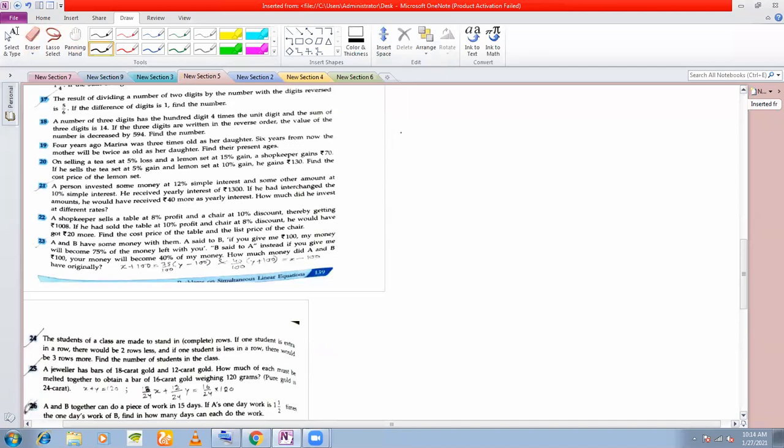If you read the problem, it states a person invested some money at 12% simple interest and some other amount at 10% simple interest. So one investment was at 12% simple interest and the other investment was at 10% simple interest. He received yearly interest of 1300. That means the total interest that he received from both his investments is 1300 rupees.